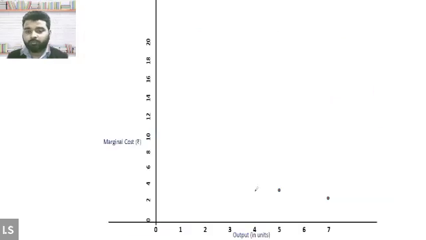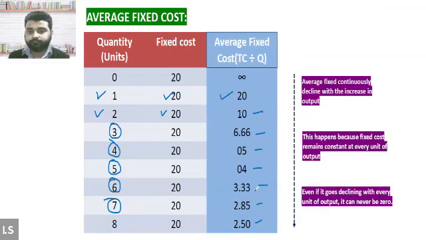Now, let's talk about the diagrammatic representation of the average fixed cost. One thing that you should notice here is that when you calculate average fixed cost at 0 unit of output, it will give you infinity, because 20 divided by 0 will be infinity. Any number divided by 0 will be infinity, right? So therefore infinity.